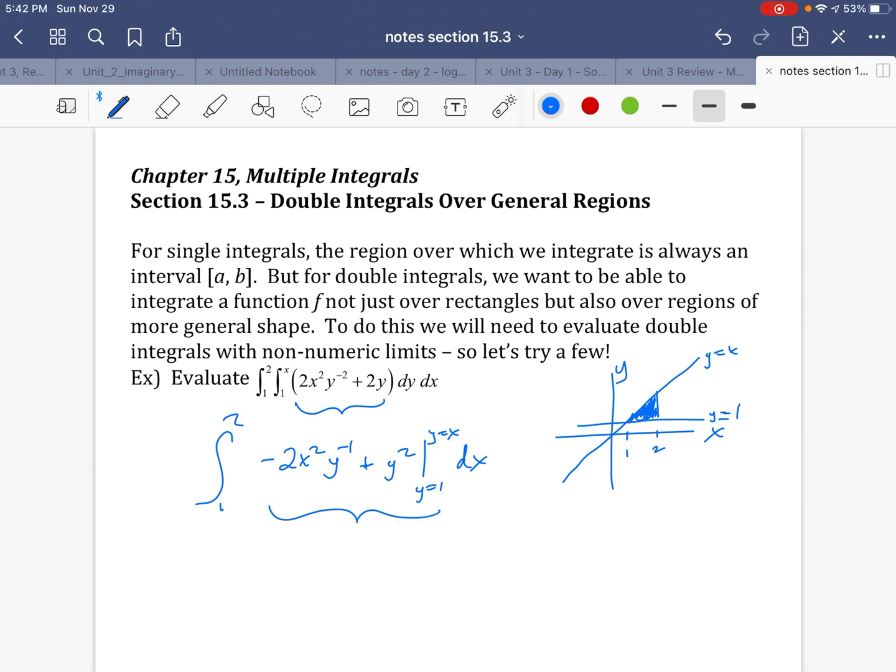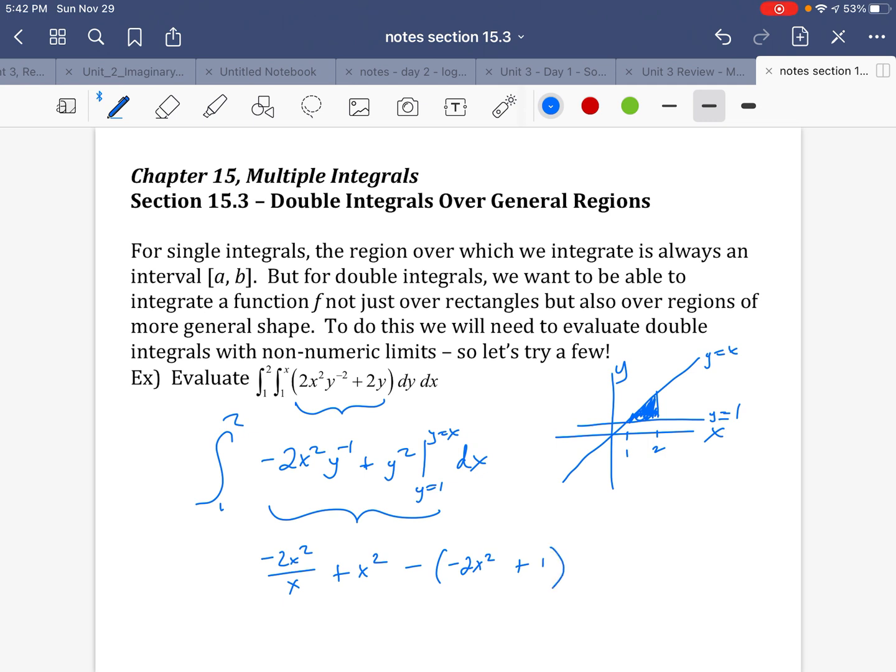So this piece right here, I'm plugging in y equals x and y equals 1. So I have negative 2x squared. y equals x means I'd have x to the negative 1 right here. So I'm going to put that down below, plus x squared. Minus, when I plug in y equals 1, that would be negative 2x squared. That would be a 1 there, plus 1 right here.